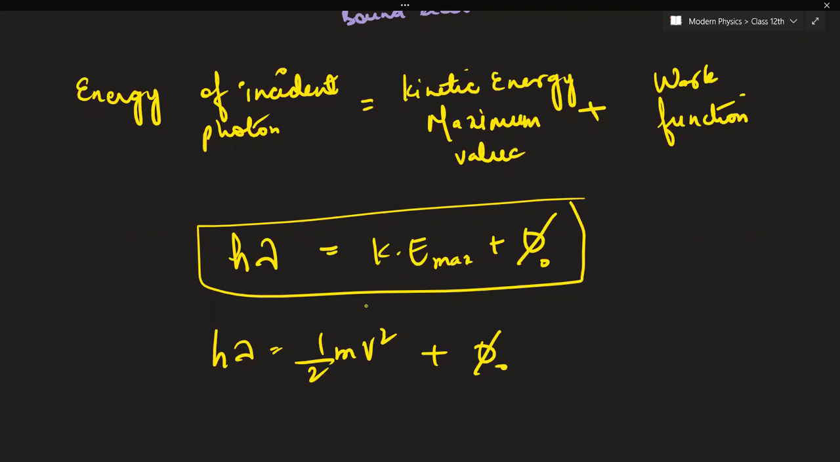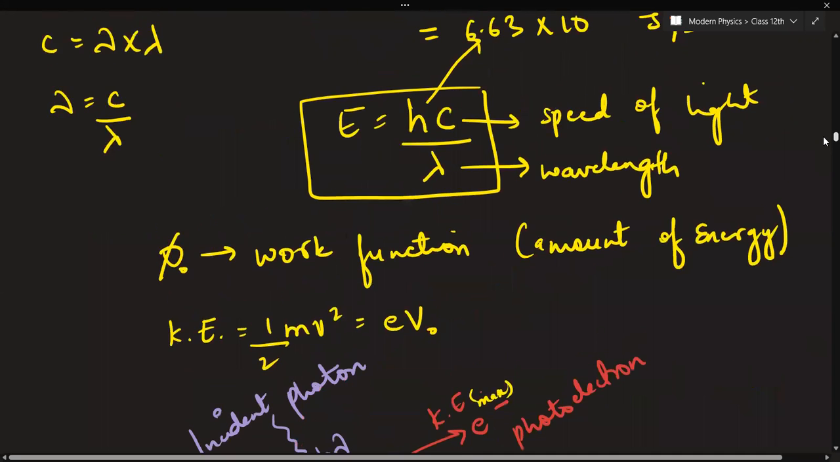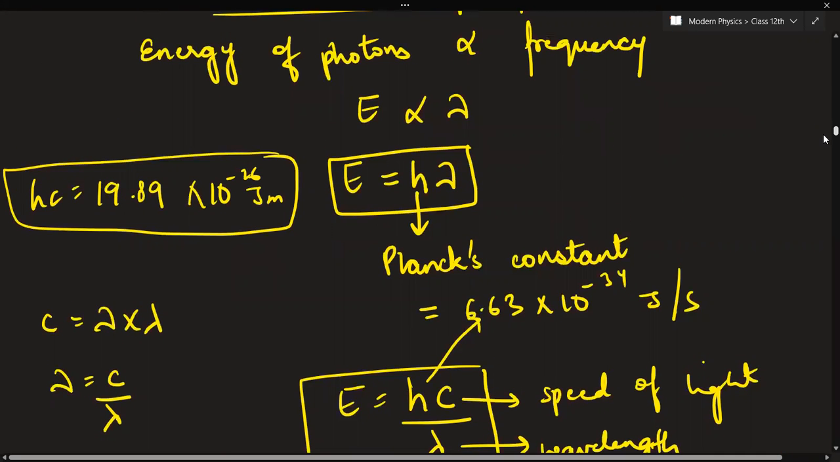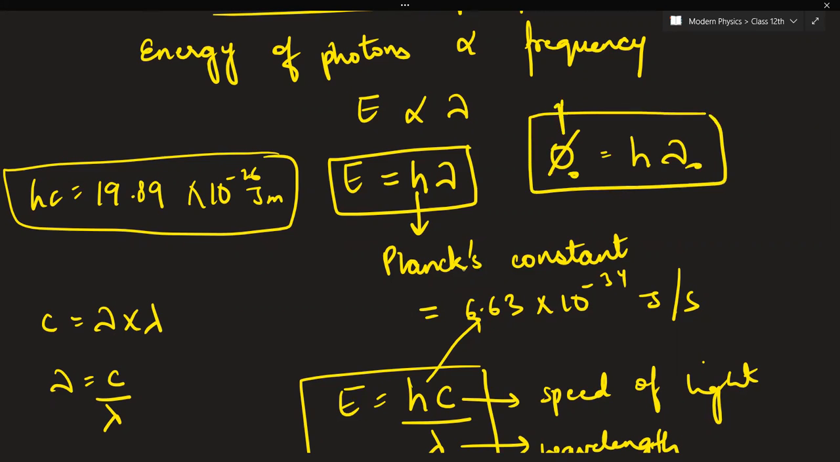Also one more thing, class. The way E is equal to h nu, here E is equal to h nu. Same thing, work function is also a type of energy only. So that is equal to h nu naught. This is also there. So phi naught is the work function.